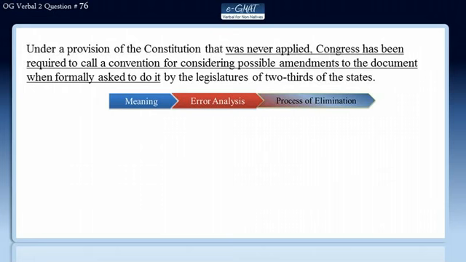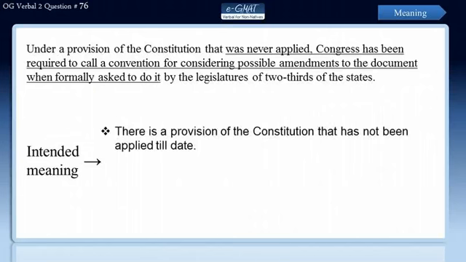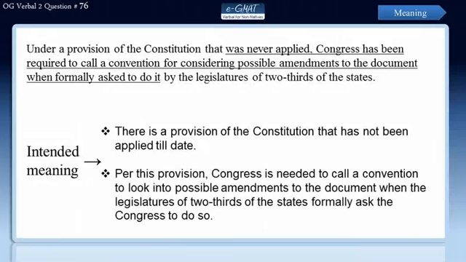So let us first infer the intended meaning of the sentence. The sentence wants to say that there is a provision of the Constitution that has not been applied till date. Per this provision, Congress is needed to call a convention to look into possible amendments to the document when the legislatures of 2/3 of the states formally ask the Congress to do so.